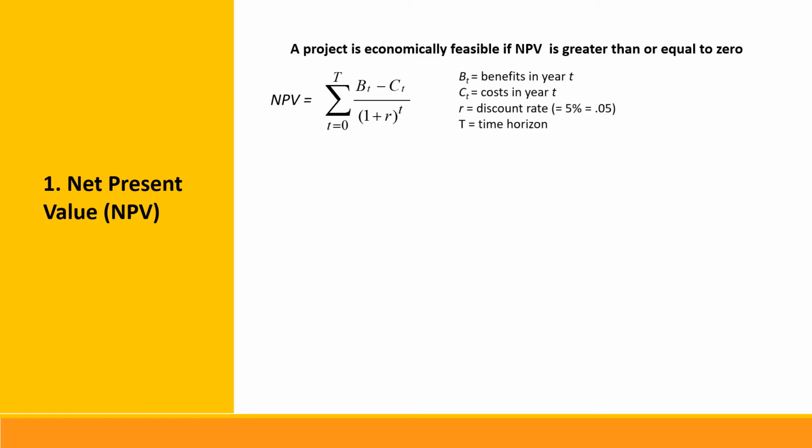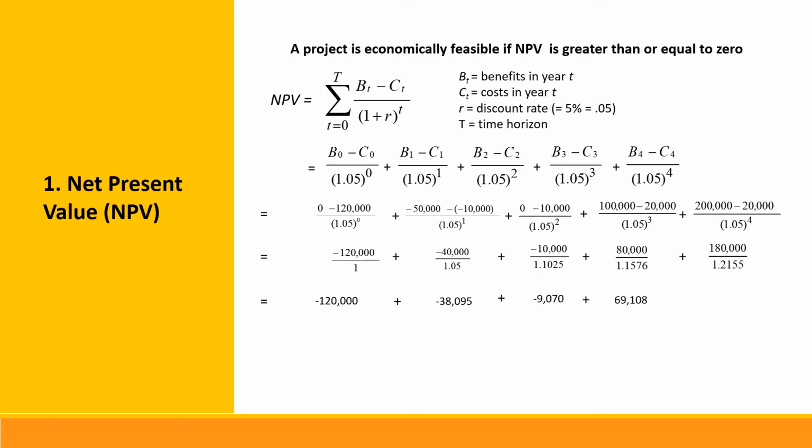In this formula, B subscript T is the benefit in year T, C subscript T is the cost in year T, R is the discount rate, and T is time. For each year, we do the calculation and sum them. If we add the numbers from the previous table in this formula, we get to $50,000. So the project is economically feasible since our net present value is larger than 0.